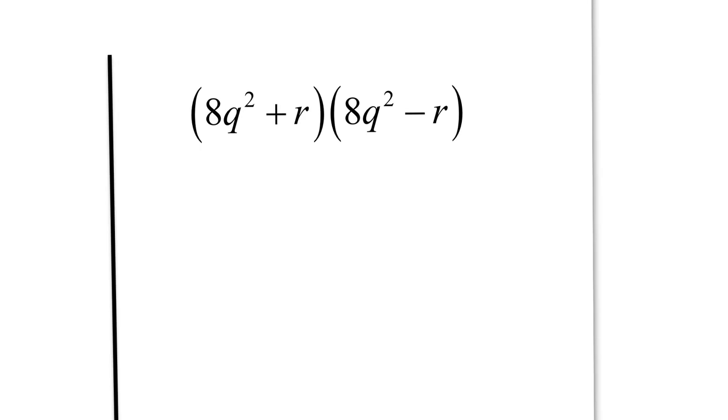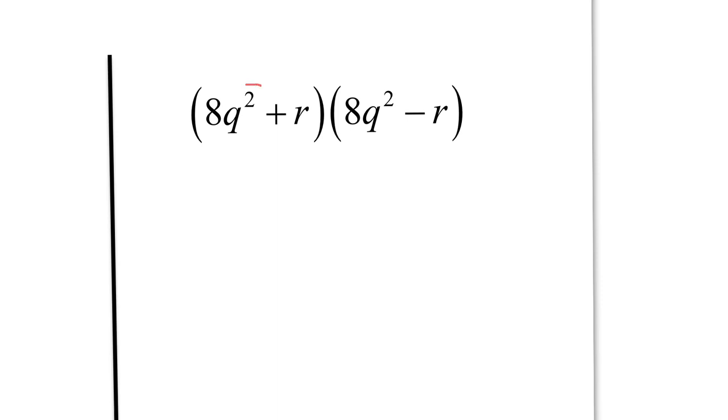So let's try this one here. Almost the same, almost identical, except the signs. One's a positive, one's a negative. The signs are different, and it doesn't matter if the signs are switched. You might have a negative here and a positive over here. As long as one is positive and one's negative, you can use the shortcut.